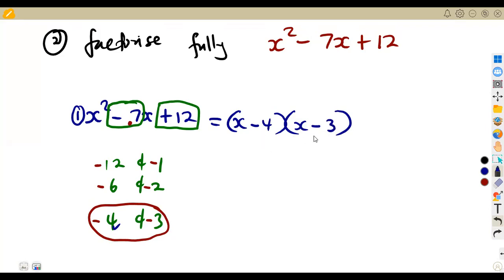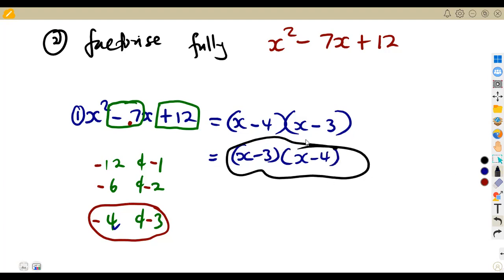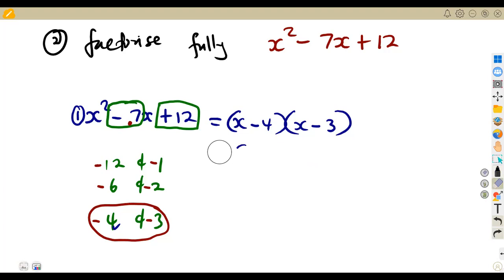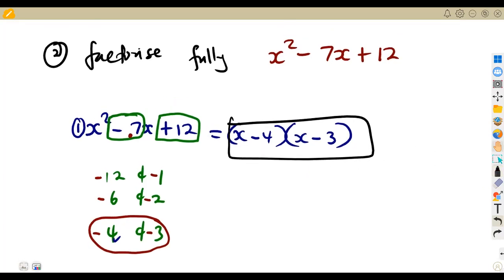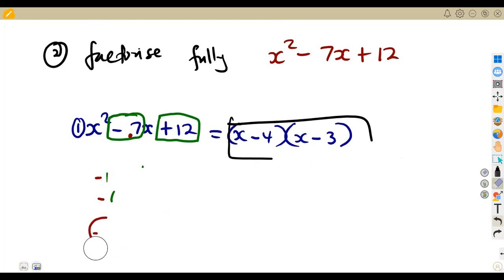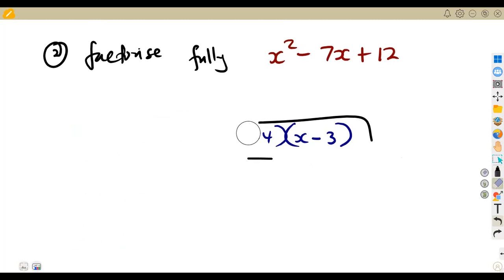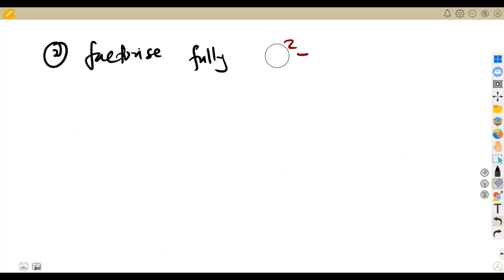Here the order is not important, whether you started with x minus 4 or you started with x minus 3 into x minus 4. You can start with any part that you want. It's one and the same thing, as long as these 2 brackets are the ones that you have in your final answer. It means we are having the same answer. So the order of the brackets does not even matter.